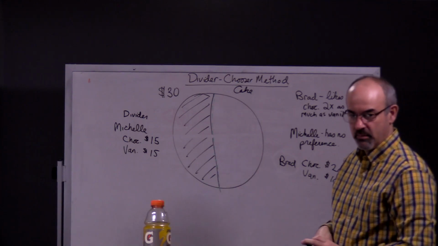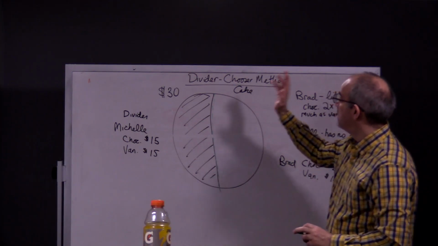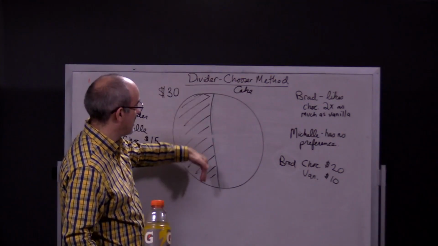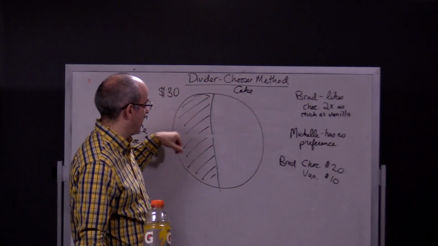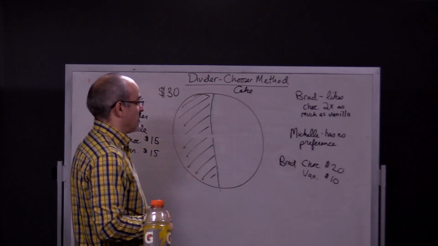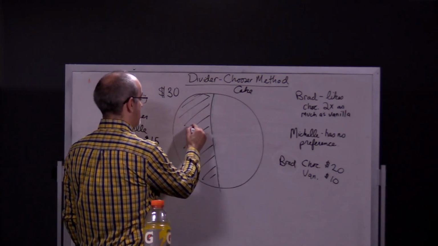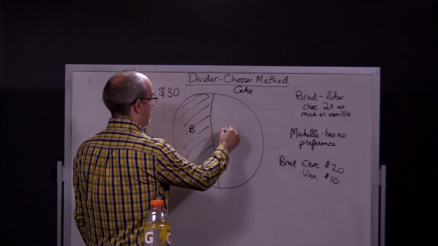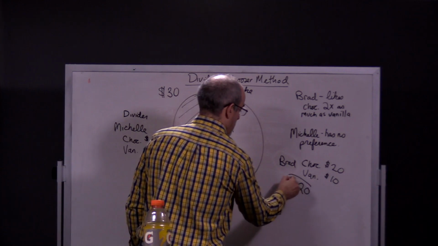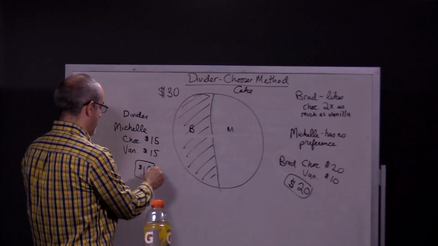Obviously they don't taste the same. Unless maybe she doesn't have a sense of taste, I don't know. But she just divides it that way. She divides it right down the middle, so it's half. The chocolate is 1/2 and the vanilla is 1/2. She could do it that way. So what Brad's going to do, obviously, is choose the chocolate side because he likes that a lot more. So then Michelle's going to get the vanilla side. So in this example, Brad gets $20 worth of value, and Michelle gets 15. Notice the divider is always going to get 1/2.